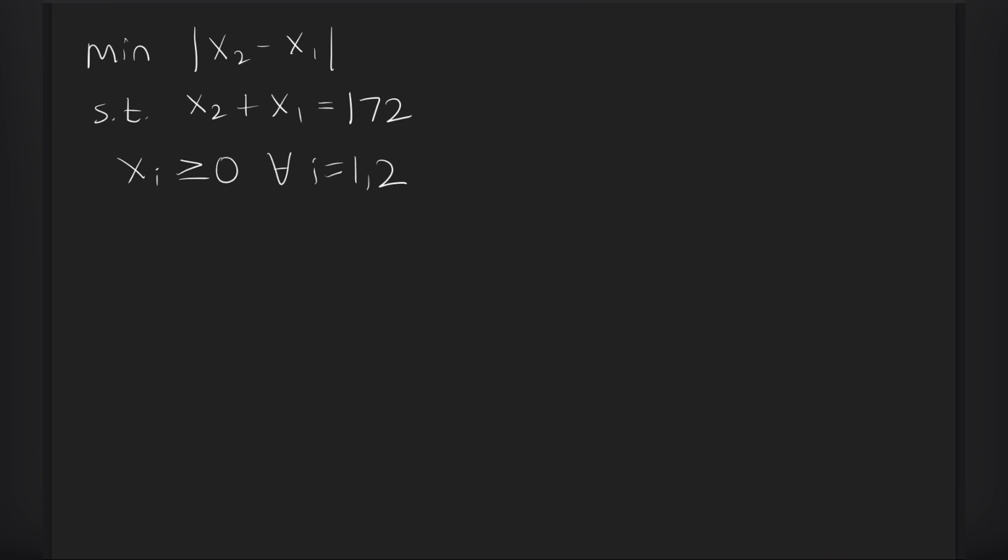Okay, now let's look at the constraints. x2 plus x1, the number of popsicles each person gets, has to be 172. That makes sense. And of course, the number of popsicles each person gets has to be positive for both people.